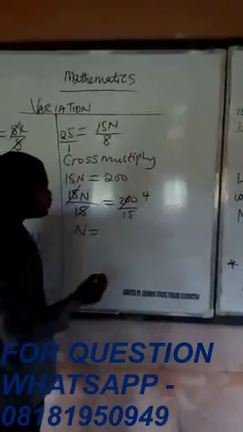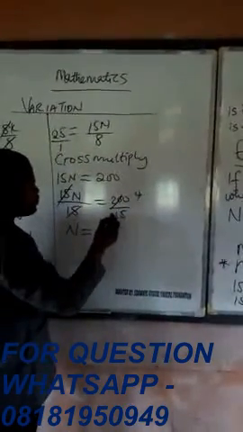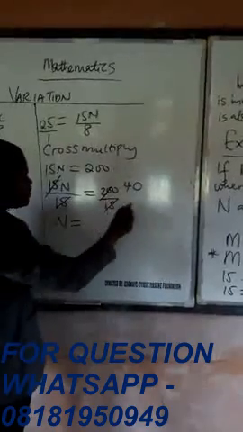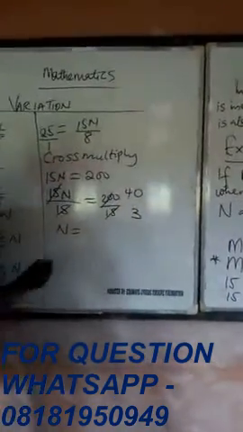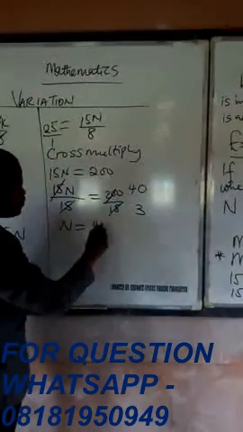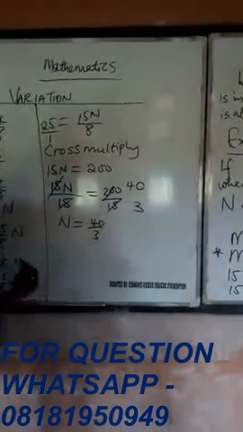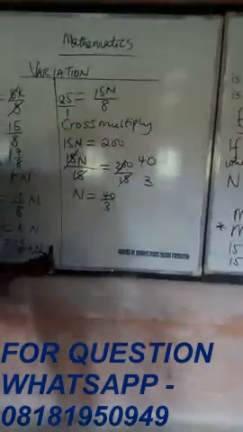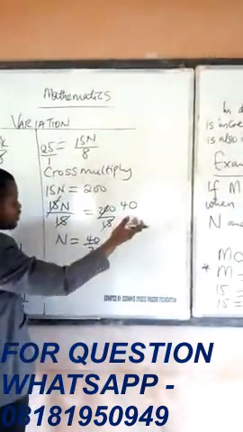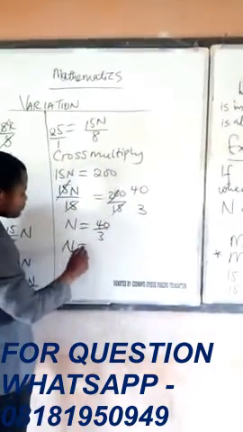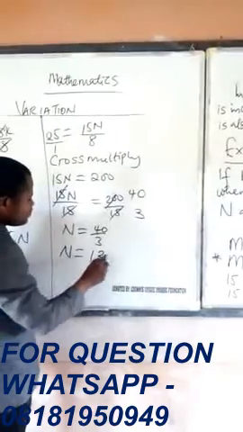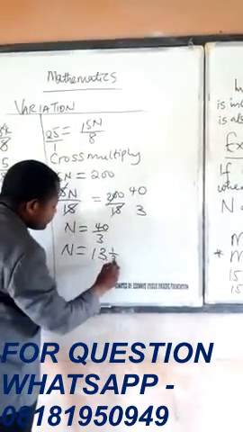That will give us what? 4. Okay? That's 40. Okay, 5 here, 3. We now have 40 over 3. You can decide to put it in improper or mixed fraction. It can be a mixed fraction. Okay, that will give us 13 whole number, remainder 1 over 3.